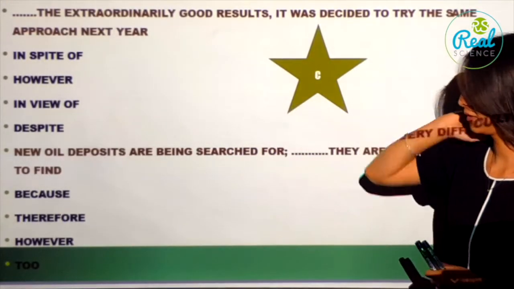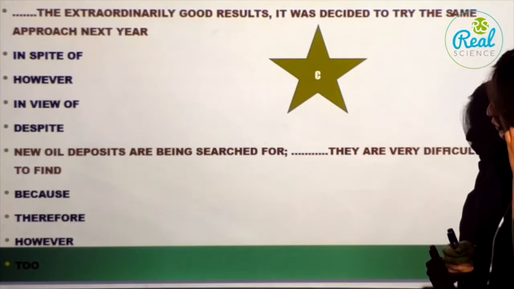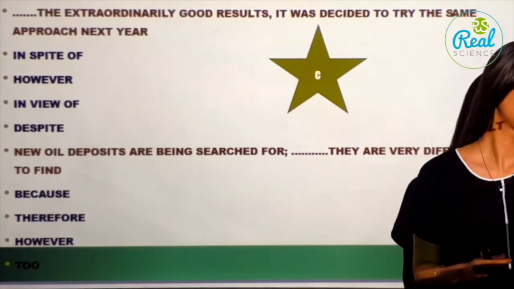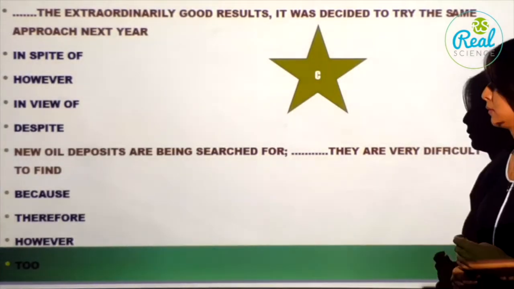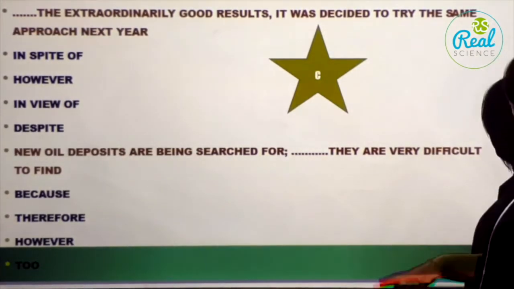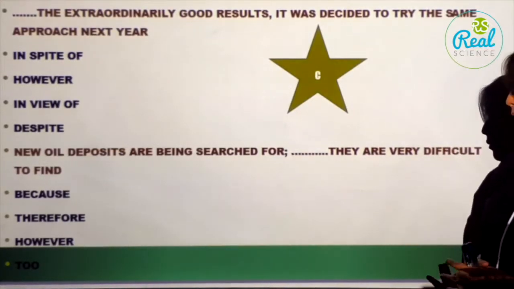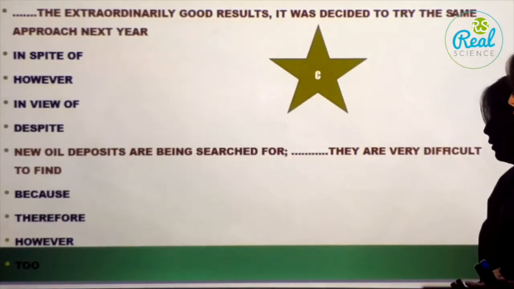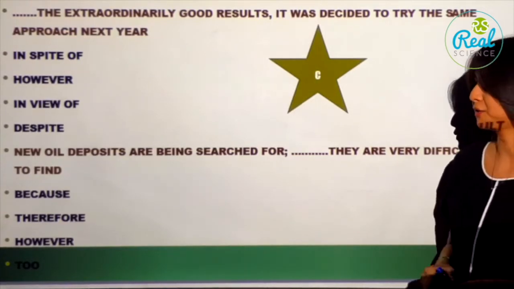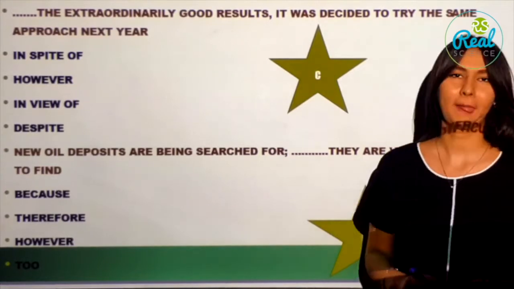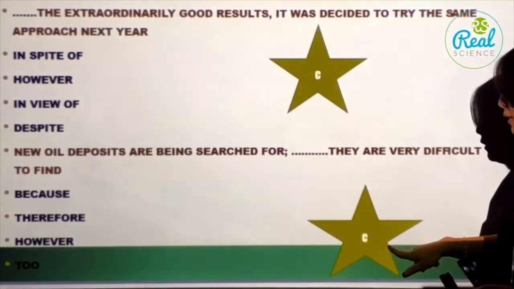Okay, next one. New oil deposits are being searched for because, therefore, however, they are very difficult to find. Maybe it's however. Okay, let's see the answer. Yes, it is C. However, the correct answer is C1.